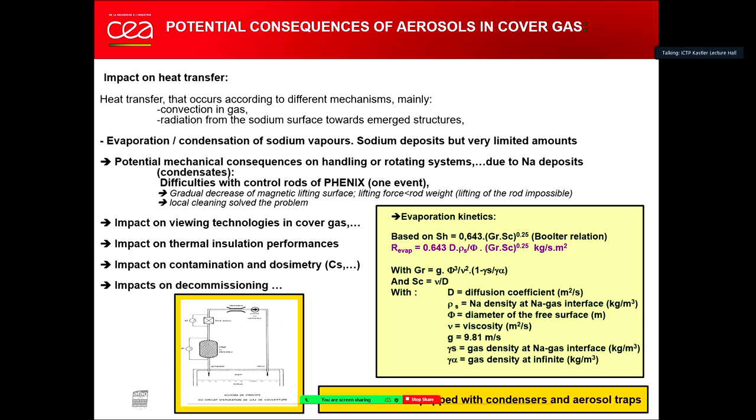Strange activity. It is important because aerosols have an impact on viewing technologies in the cover gas, because we also have the possibility to view. Impact on thermal insulation performance also, because if you have deposition in the upper part where there is insulation. Impact on contamination and dosimetry also. Why? Because cesium has a higher volatility than sodium. So if you have a pin rupture, you will have some kind of enrichment of cesium in the cover gas and deposition. This point has to be known, particularly for decommissioning, of course, but maybe sometimes during operation, particularly if you have a lot of pin ruptures. In Superphénix, we didn't have that, for example. But for experimental reactors, it's important to know the dosimetry in the upper part.